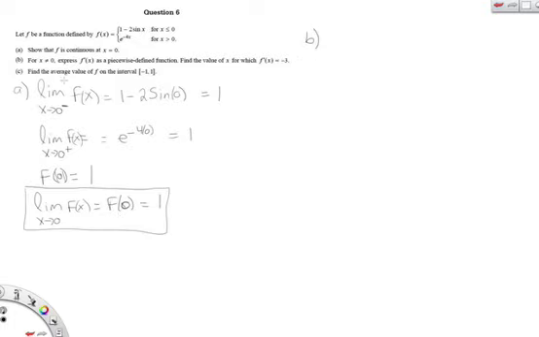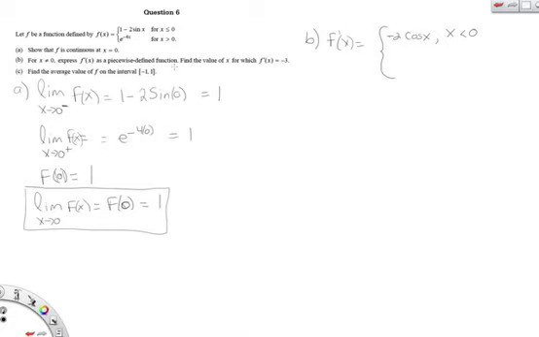Part B, write the derivative of f. And since it's made up of two functions, we're going to have a piecewise function. So the derivative of f equals, it's just as simple as finding the derivative of each part. So the derivative of 1 minus 2 sine of x, the derivative of sine is cosine, so that's going to end up being negative 2 cosine of x, and that's going to be for x less than 0.